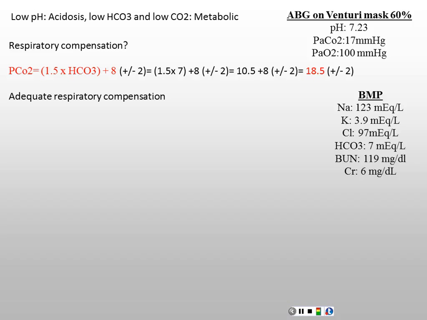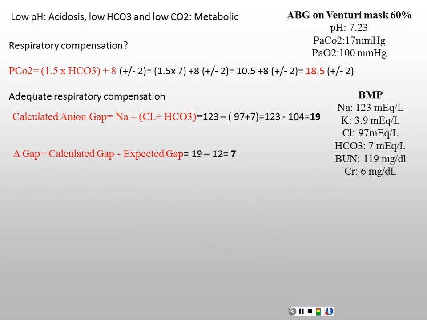Next step, once we know that we have metabolic acidosis, we will calculate our anion gap. Remember the formula, sodium minus chloride plus HCO3, and the number will be 19. In this question, there is no albumin level, so you will assume the albumin is normal, and 19 is high even for a normal individual, which should be between 10 and 12. So you will calculate your delta gap, which will be 19 minus 12. 12 is the expected normal gap for a normal individual with normal albumin. This number will be 7.